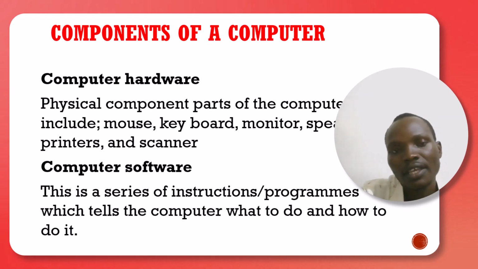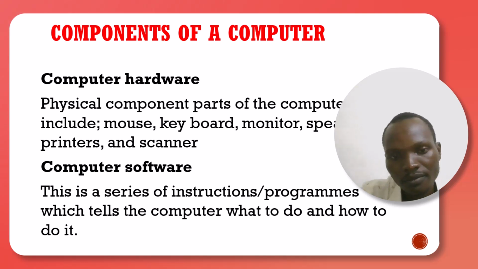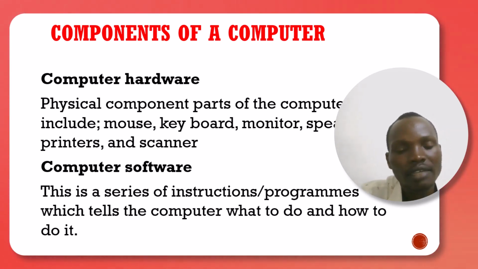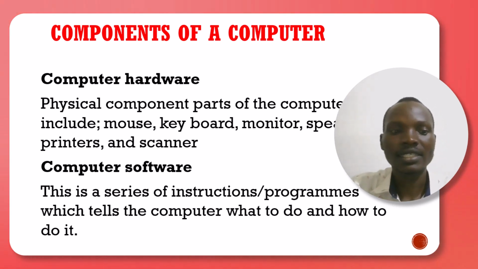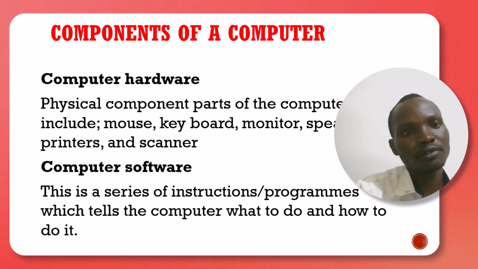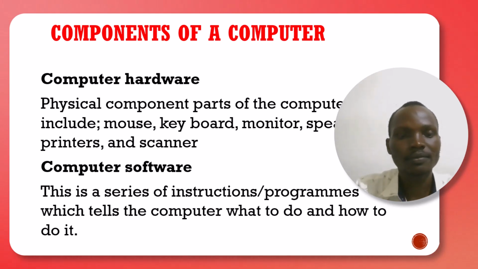So let us start with computer hardware. What is computer hardware? Computer hardware are the physical component parts of the computer which we can feel, touch, see and use. Most of them are used as input devices and some of them can be used as output devices. Examples of computer hardware include things like mouse, keyboard, monitor, speaker and scanners.